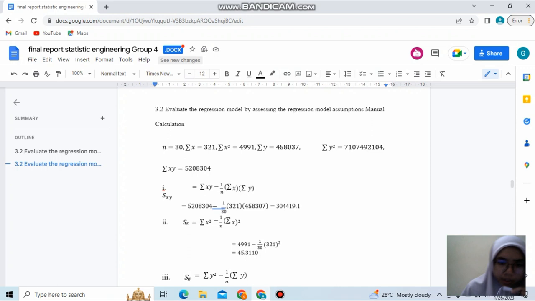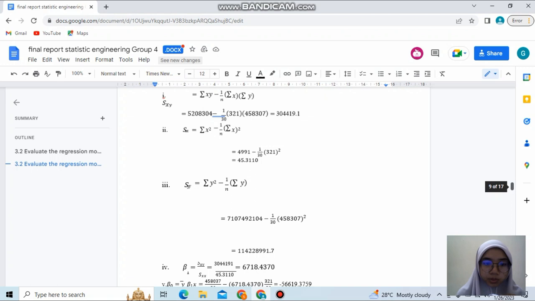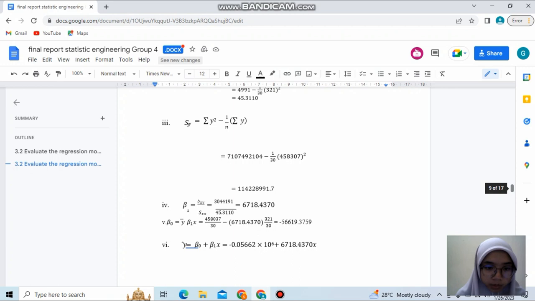So the formula gives the value 5.3110, and then we find Syy. We get the value 11422899.7. For beta 1, beta 1 is equal to Sxy over Sxx, so we get the value 6718.4370, and then we find beta naught. We get a negative value, and then we find the y magnitude, with manual calculation.